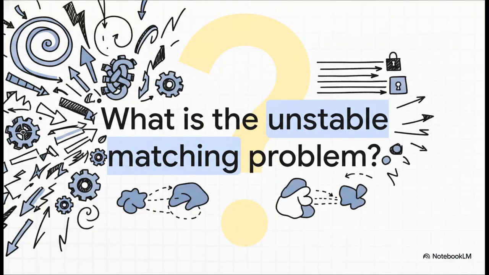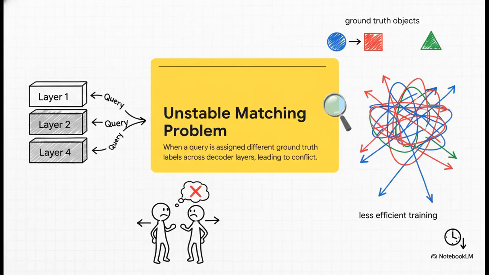But for all that success, there's been this nagging issue kind of hiding in the background. Something that messes with training stability and makes things less efficient. And that's exactly what this paper nails down as the unstable matching problem. So let's ask the big question: what is it exactly? Okay, so think about how DETR models work. They have a whole stack of decoder layers, right? And each layer refines the predictions.